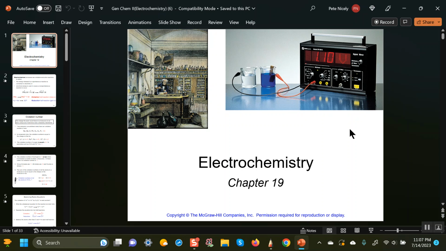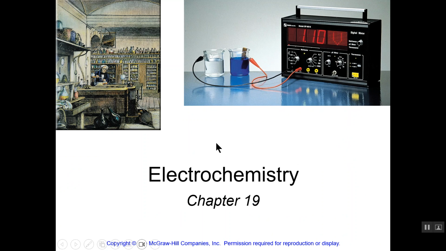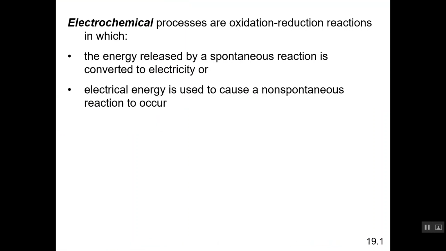We're going to talk about electrochemistry in this chapter. And electrochemistry, as the name suggests, is basically looking at the intersection between electric current and chemical reactions. In fact, there are two types of processes that we'll be looking at under this topic. So, firstly, the first thing I want to point out here is the fact that electrochemical processes are redox reactions.